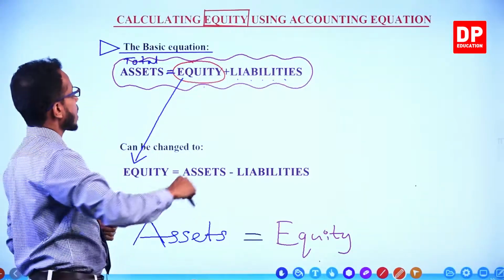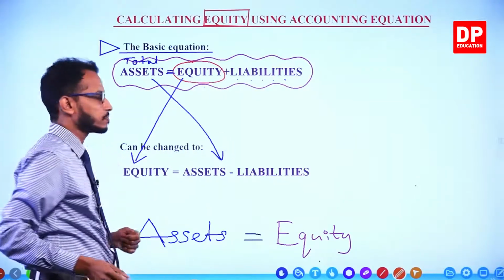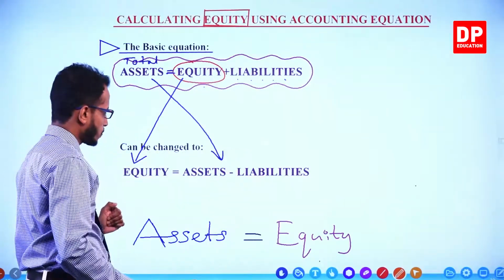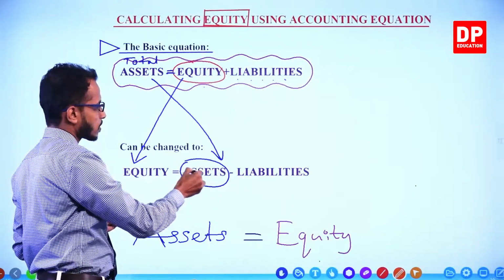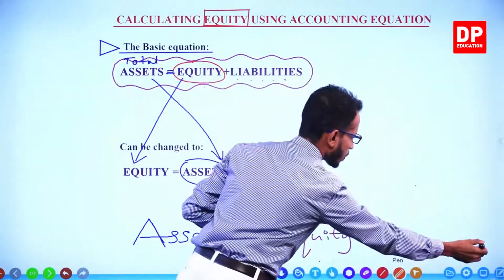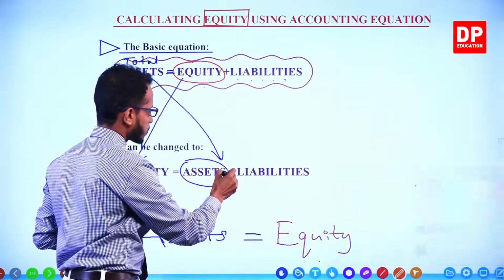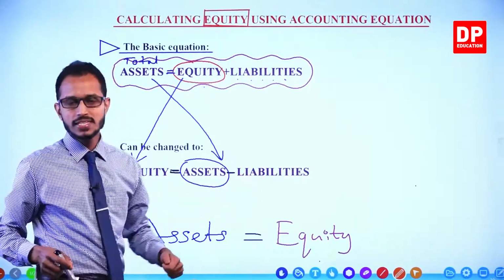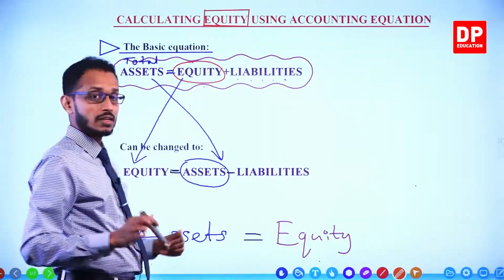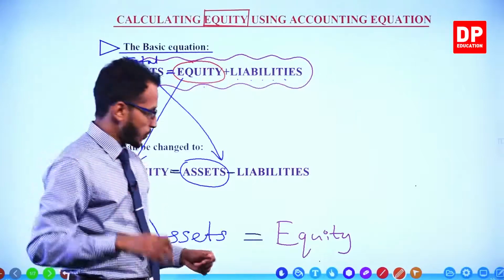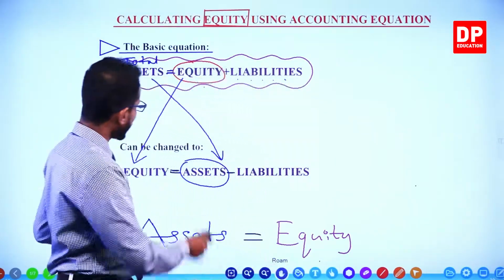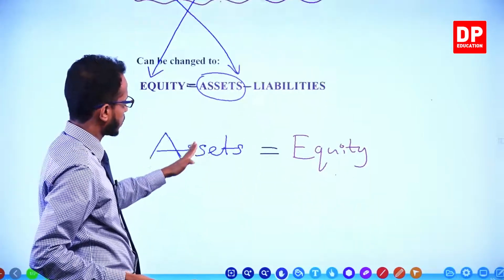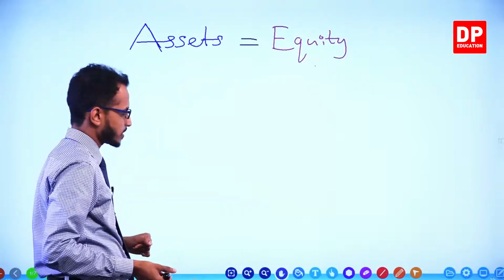Then assets goes to the other side. The equation changes to assets minus liabilities. Equity equals assets minus liabilities. In a more practical manner, I'll show you how equity becomes equal to assets minus liabilities.